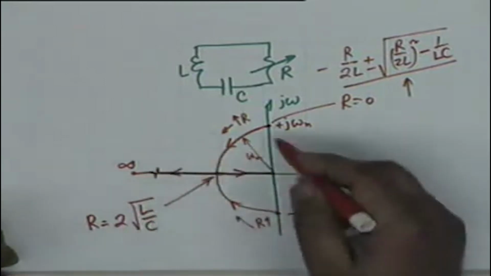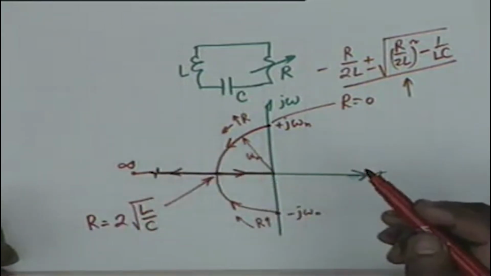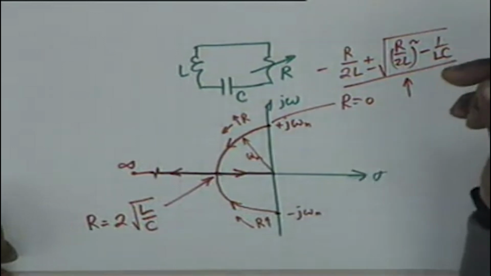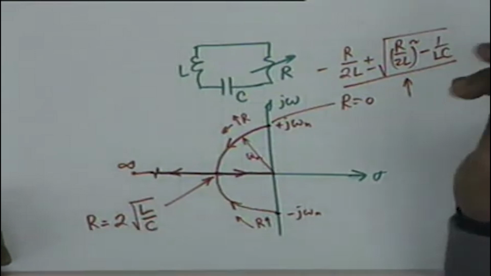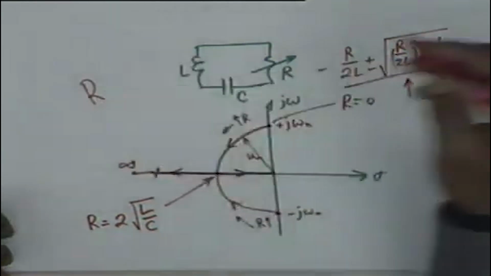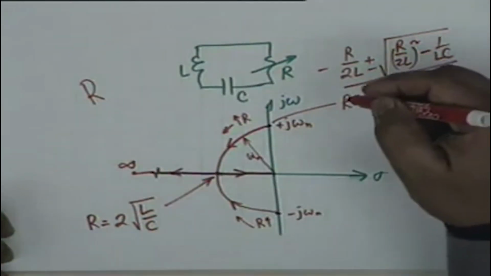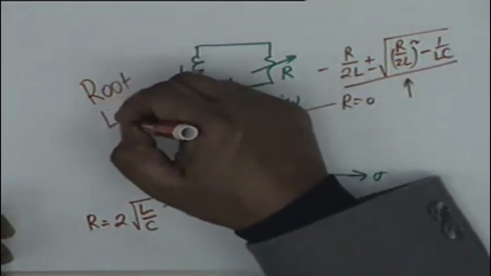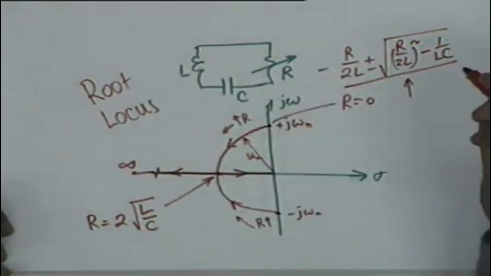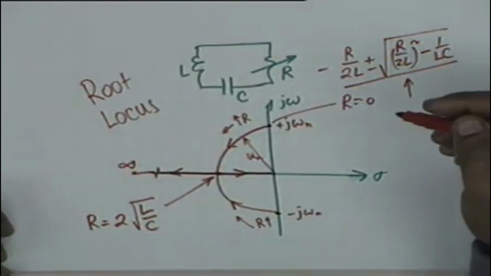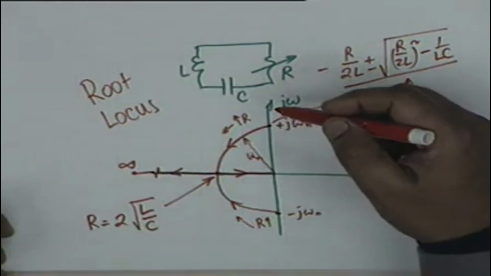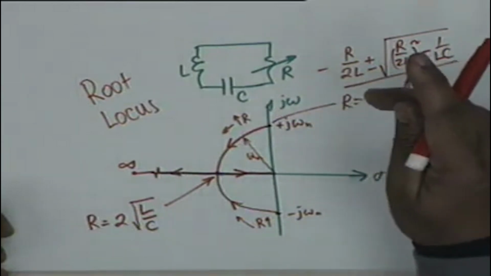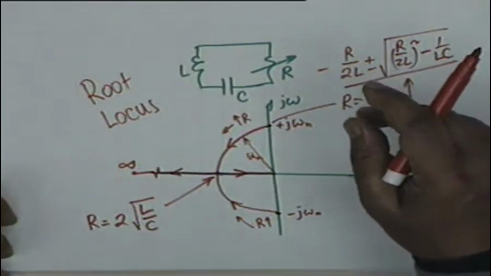And this picture, which gives the motion of the roots or the locus of the roots as one of the parameters, capital R, changes in the circuit, this picture is called a root locus. For obvious reason, it describes the locus of the roots as one of the parameters, that is capital R, changes.